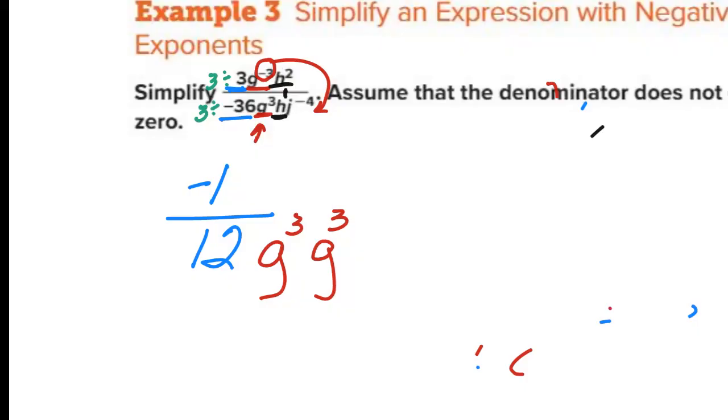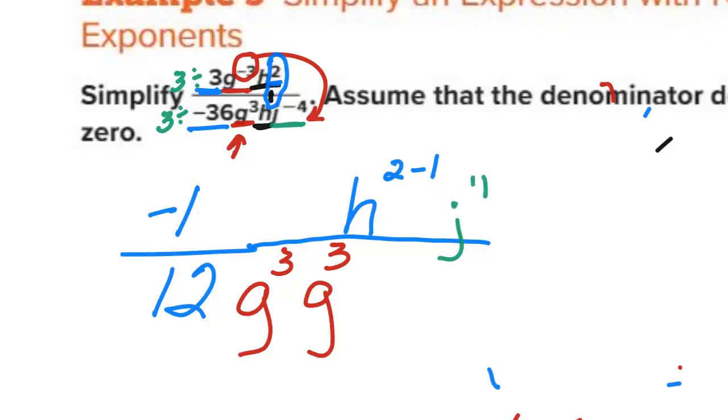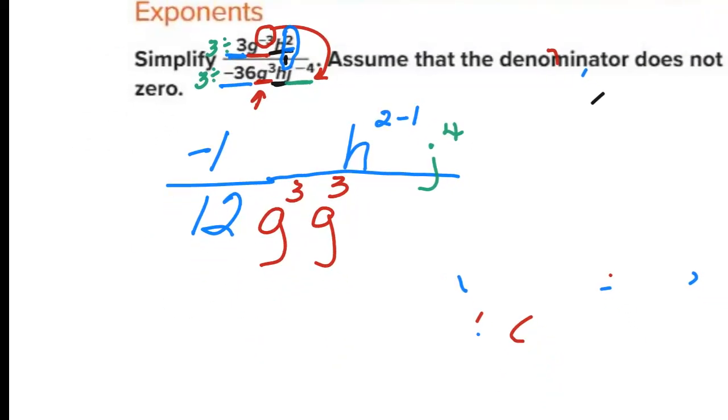Okay. And then I am going to subtract. So this is going to be, put my line over here, h to the second minus 1. Okay? Because you are subtracting when they are vertical, one on top of the other. And the last one, I have j to the negative 4. Doesn't like being on the bottom, so that goes to be j to the positive 4 up in the numerator.